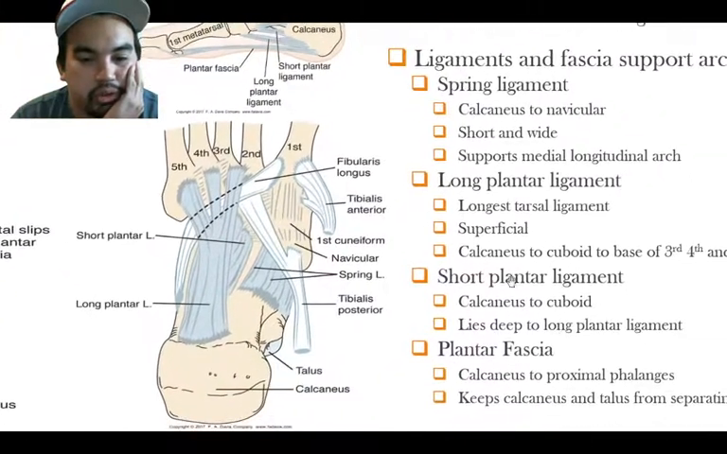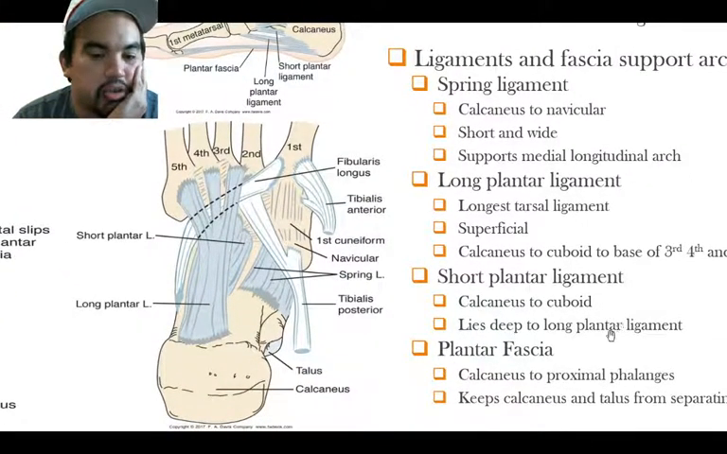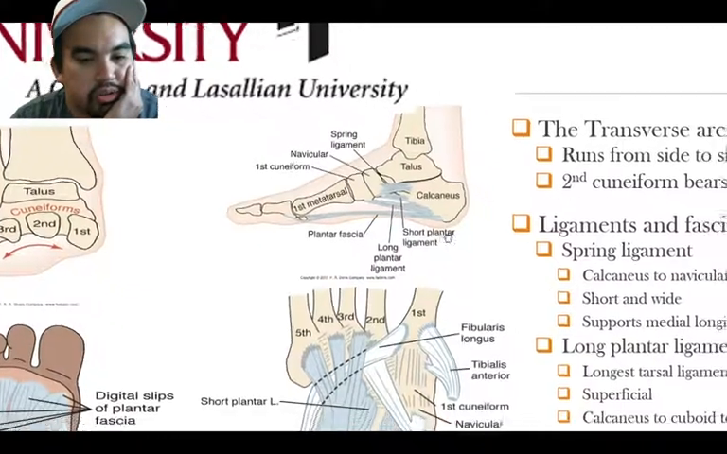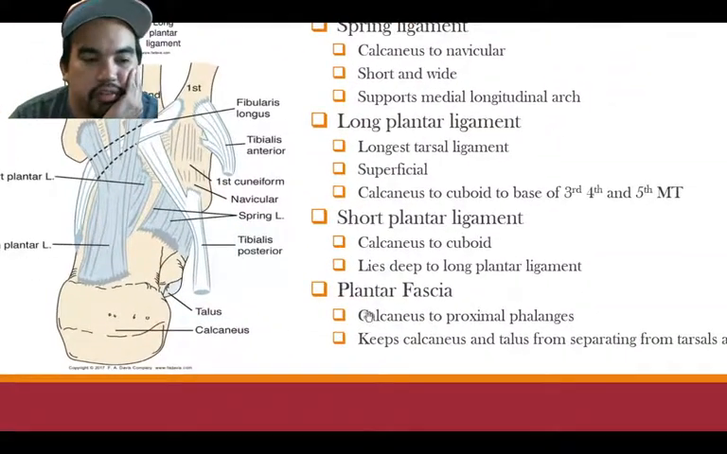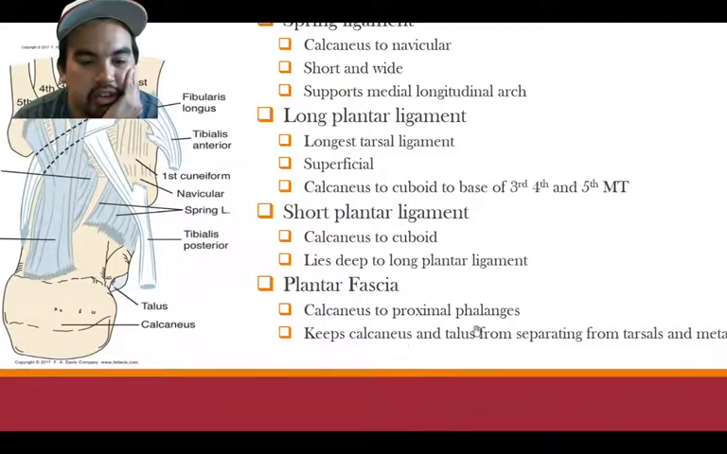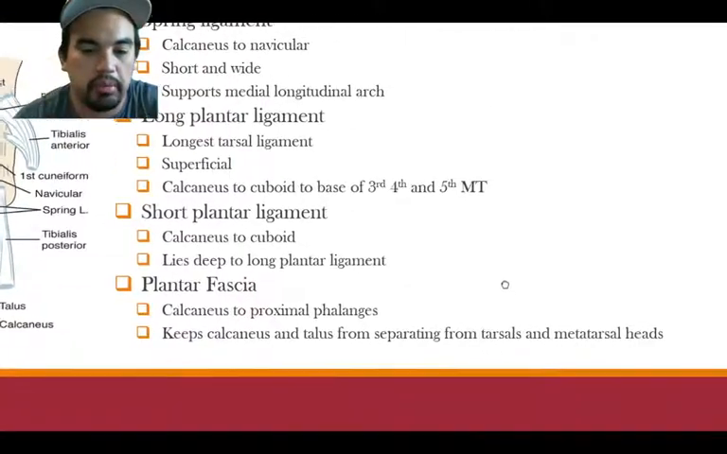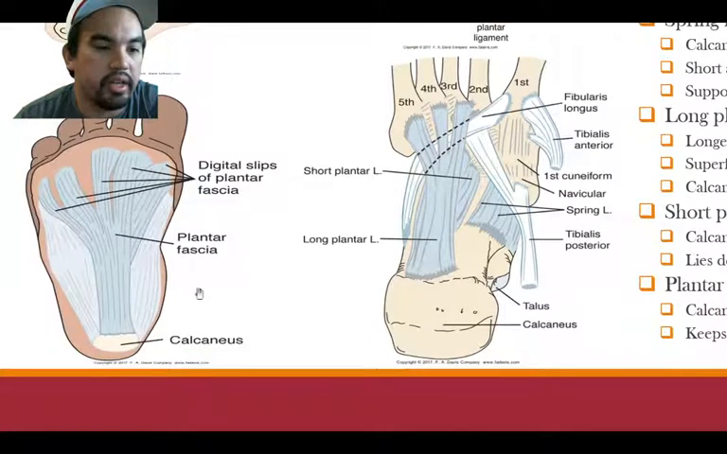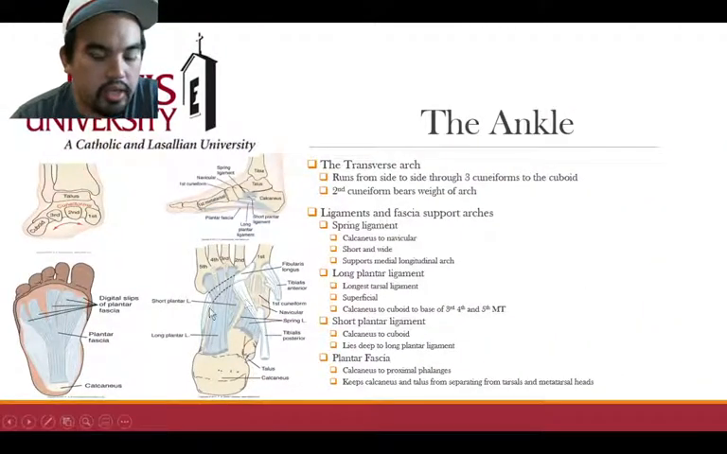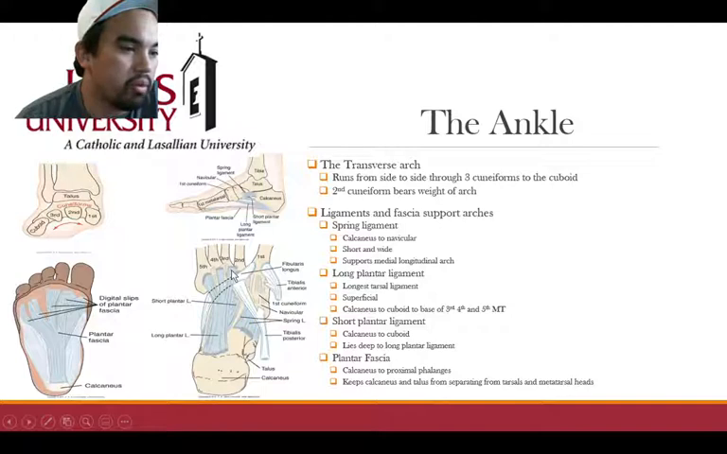And then we have our short plantar ligament, which goes from the calcaneus to the cuboid, and it lies deep to the long plantar ligament, so it's a little bit further in. You can't really feel these too much, okay? But you can feel that plantar fascia, and that's the calcaneus to the proximal phalanges, okay? And so what we have there is it keeps the calcaneus and talus from separating from the tarsals and the metatarsal heads as we put weight on it. So you can see it right here, that plantar fascia. Okay, and that typically gets tight on some people. And if it is, then you need to figure out why more of that happens.